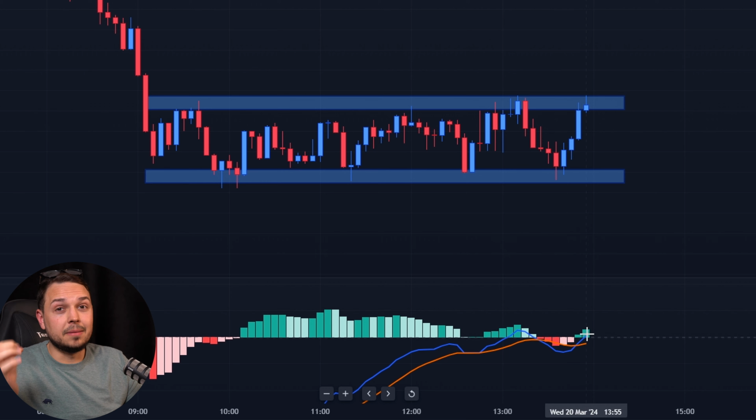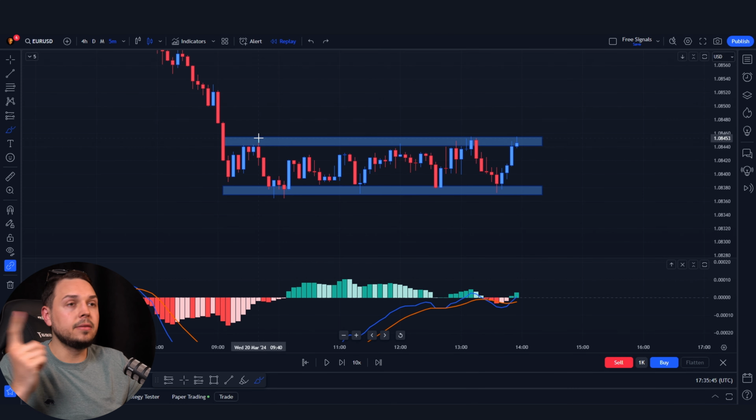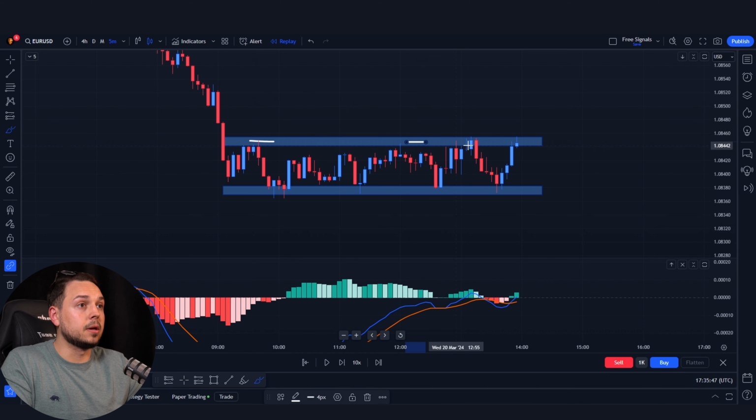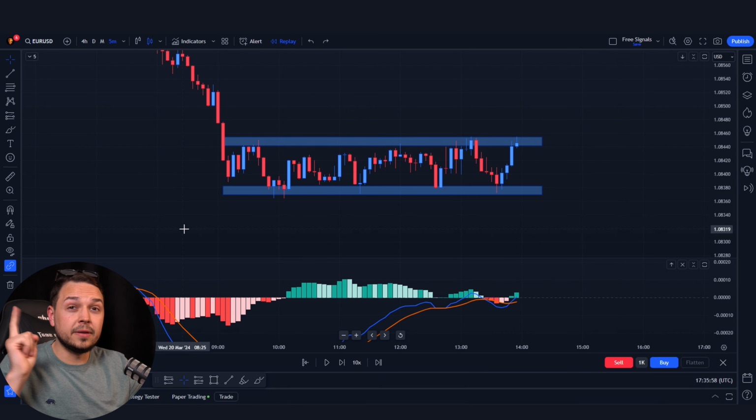Now that we have the MACD indicator set up, all we are looking for is the blue line to cross the orange line, which is currently happening. However, we wouldn't be entering the trade just yet simply because we are still in the ranging market, right? There is no breakout, so we need to wait for one. On the 5 minute time frame, we are looking for a breakout.